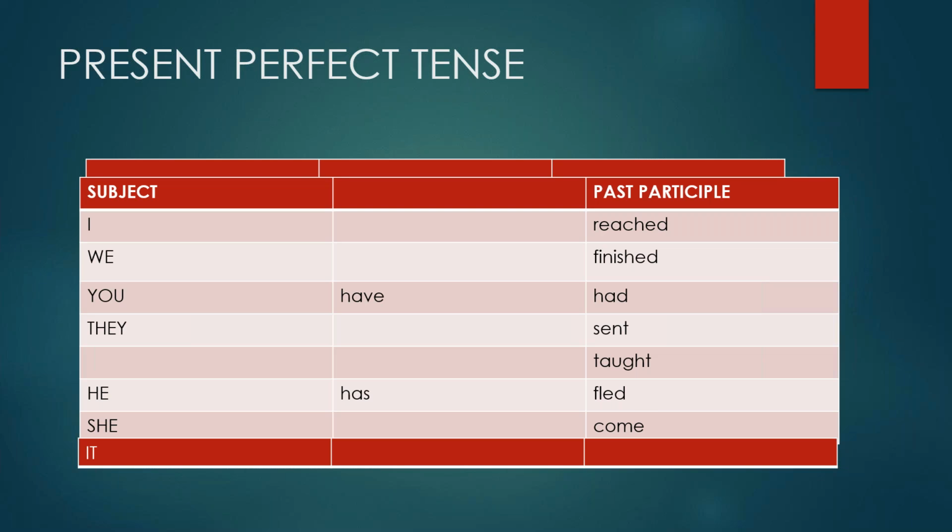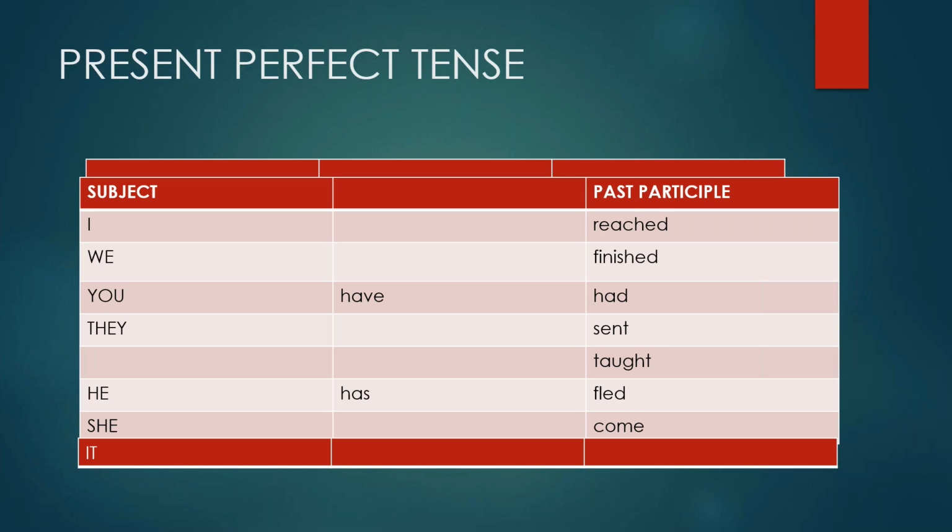Now if you look at the table, I have divided this into three sections. The first part is subject, then the second one is the helping verb, that is have and has. Then I have here the past participle. The subject, if you take I, we, you, and they, we are using have along with this subject. Then if you take he, she, it, we are using has. For all this, we always use past participle.